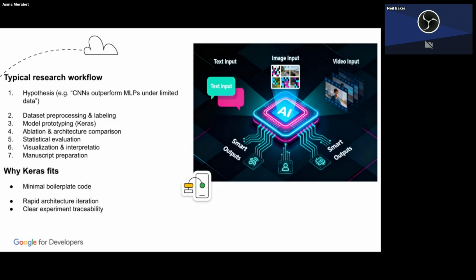So why does Keras fit perfectly in this research workflow? Because it gives us minimal code. We write less, but we do more. And also we have less debugging, more research, because we need the time for research, as I have mentioned, and to find a new contribution. Also, it's very rapid architecture iteration, and also it's a clear experiment traceability.